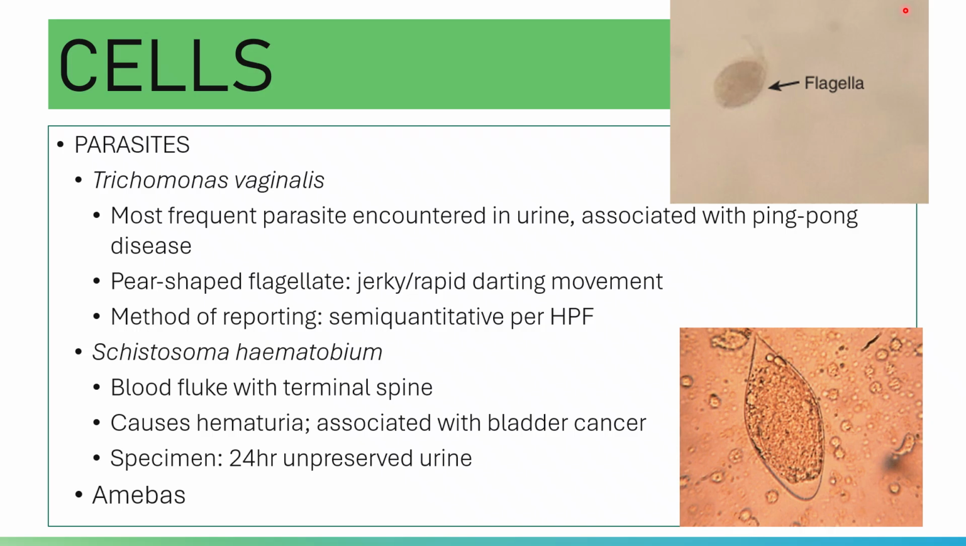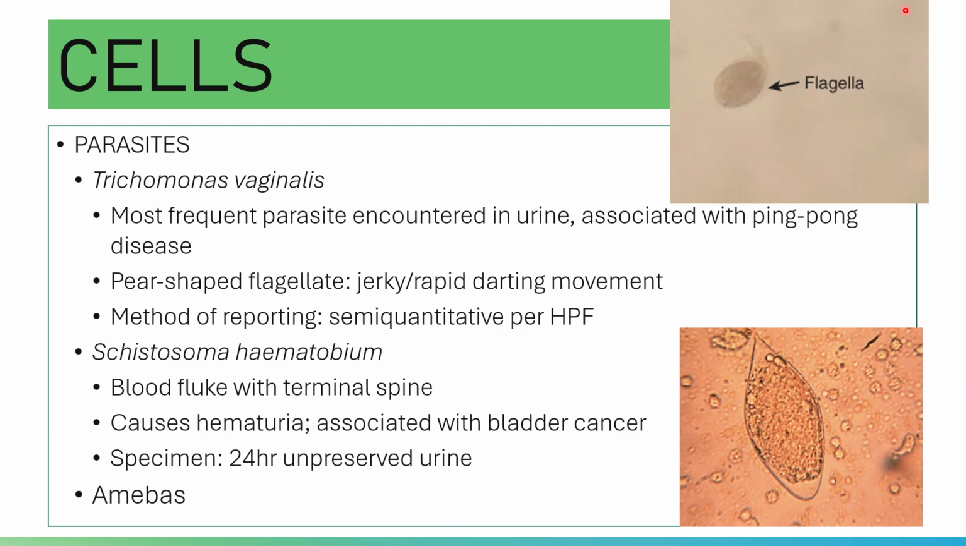It has a jerky or rapid darting movement. In case of an extended or unpreserved urine sample, the flagella may disintegrate. The manner of reporting is semi-quantitative per high power field. Trichomonas vaginalis may be present in the urine as a result of vaginal contamination or urethral or bladder infection.